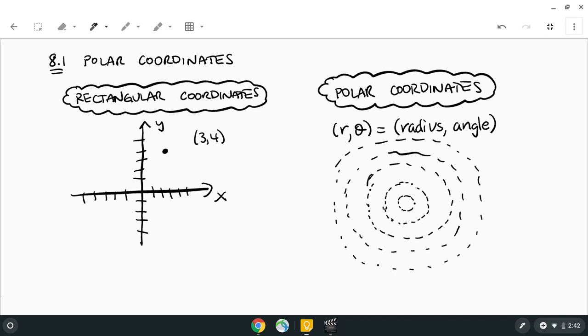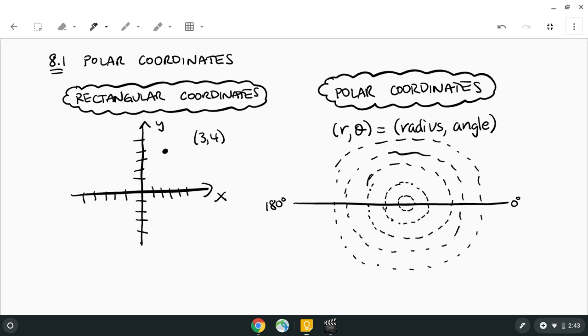Okay. And what happens is if you're given a point with a radius of, say, 3, then you would have to go out to the third circle. But the question is, where on that third circle would I have to plant myself? So that's where the angle comes in. You split up your circle into 360 degrees. So there's 0 degrees. This is 180 degrees.